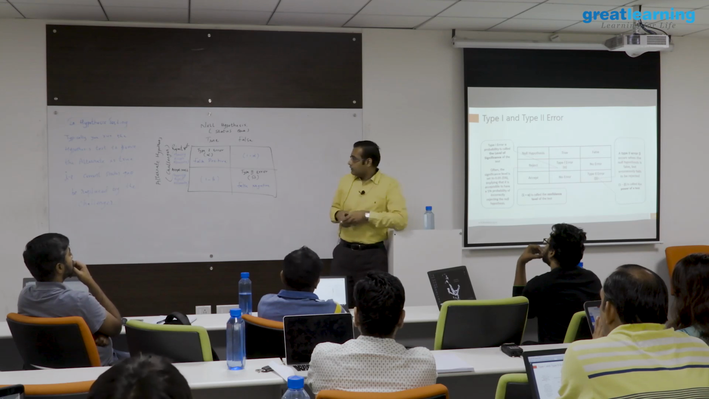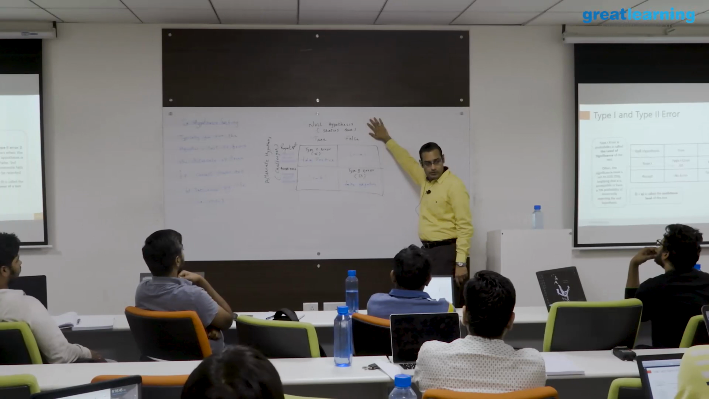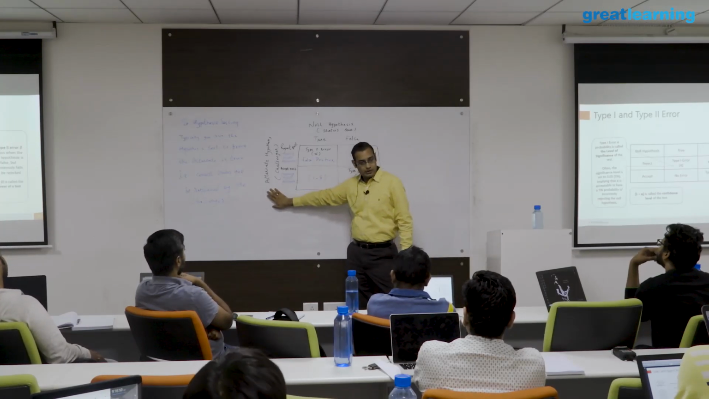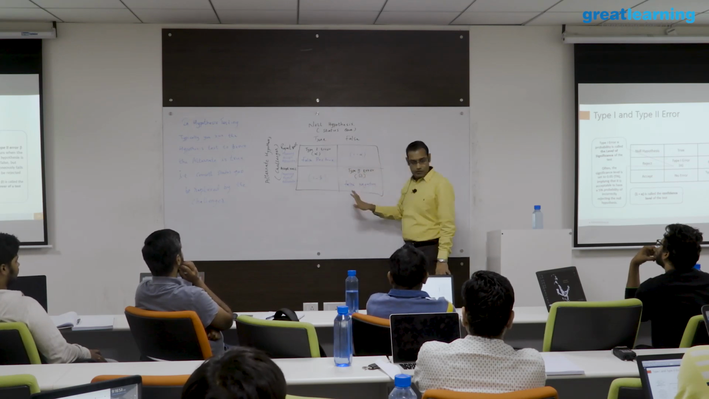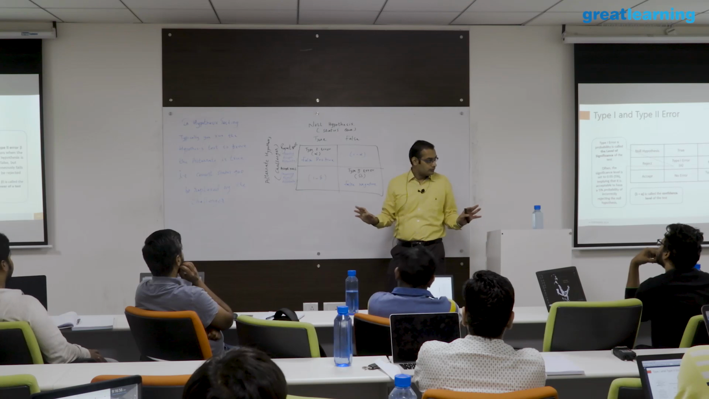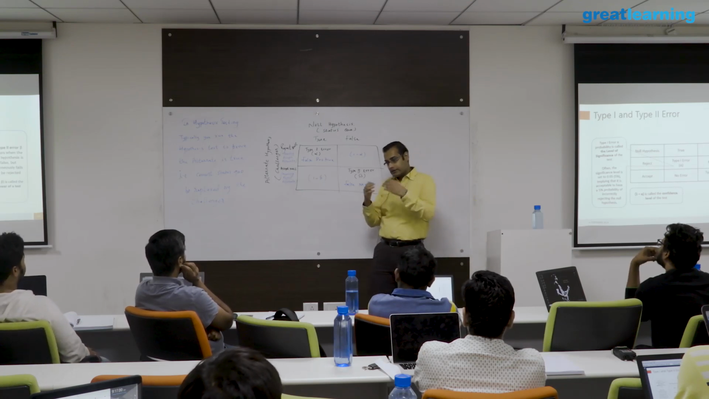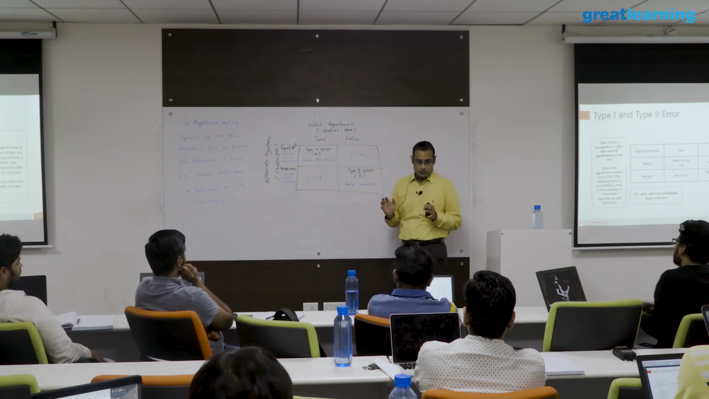Okay. Diagrammatically, we have the null hypothesis, the status quo, on top, and the alternate, which is the challenger, on the left hand side. Null may be true, null may be false, I don't know. Based on my hypothesis test, I am trying to accept null or reject null. So now there are possible scenarios.